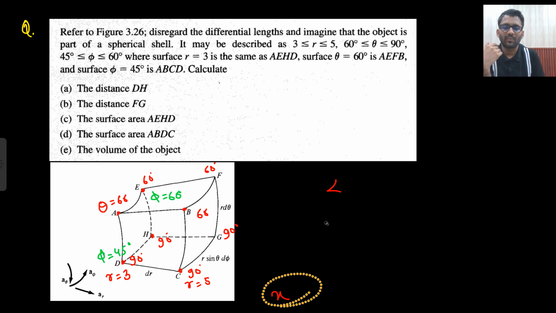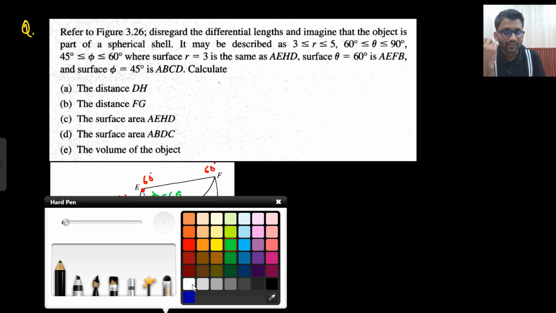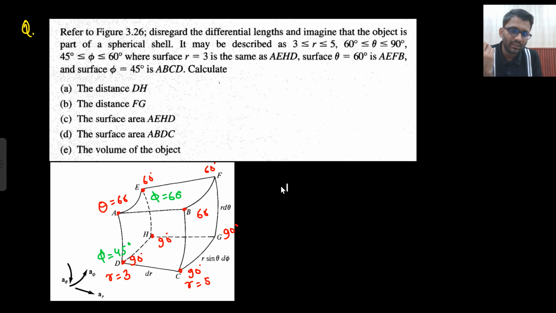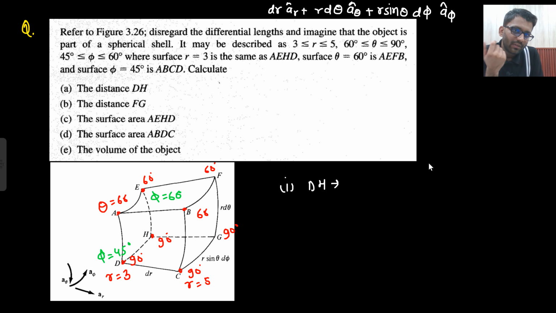Okay, let's start solving the problems. Let's start with the first one. Distance DH you need to find. Where is DH? This distance you need to find. Let me know what is changing here. This is r sin theta d phi. Let's write down the length first. dr a_r plus r d theta a_theta plus r sin theta d phi a_phi.